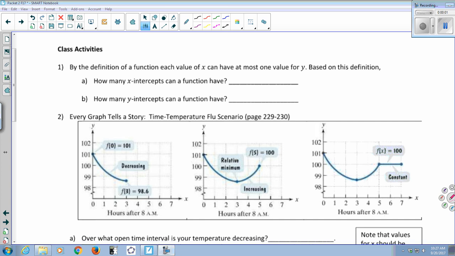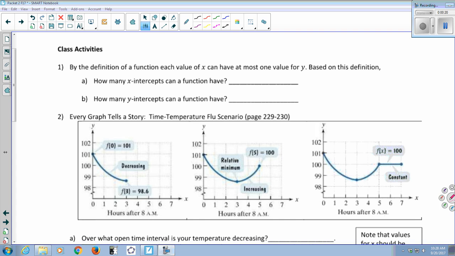We're now at the activities portion of lesson 11 for Math 107. Question 1: by the definition of a function, each value of x can have at most one value of y. Based on this definition, how many x-intercepts can a function have?